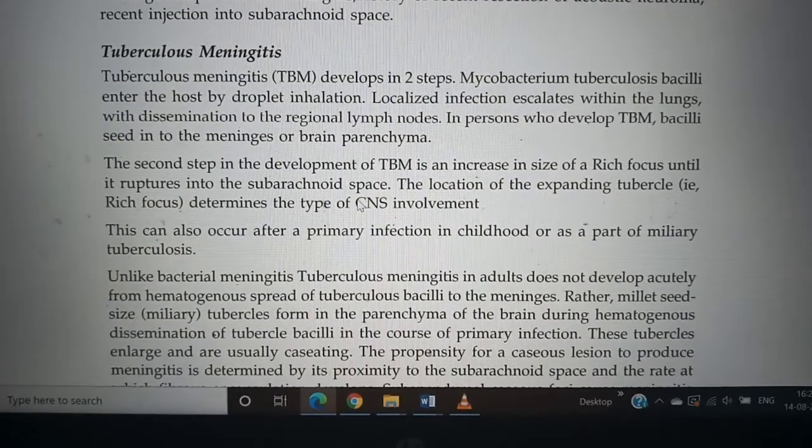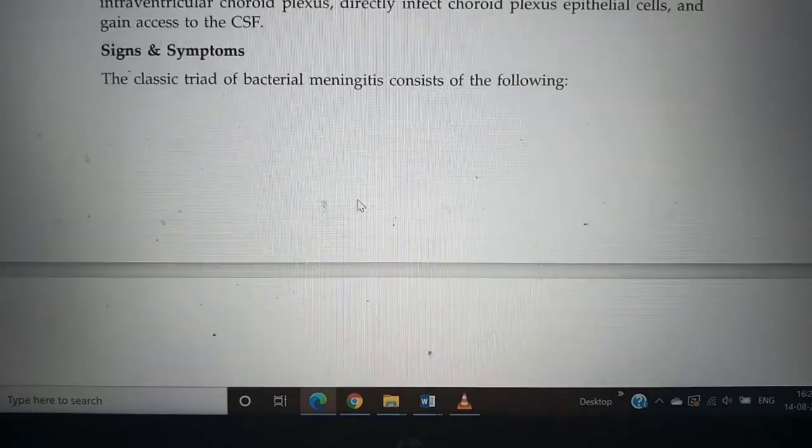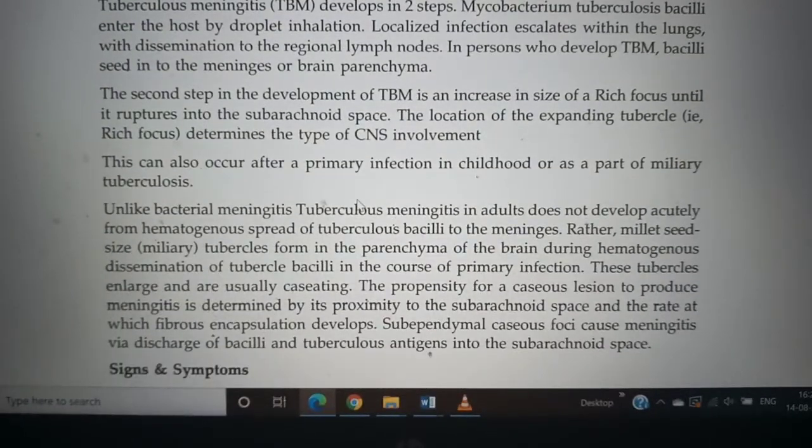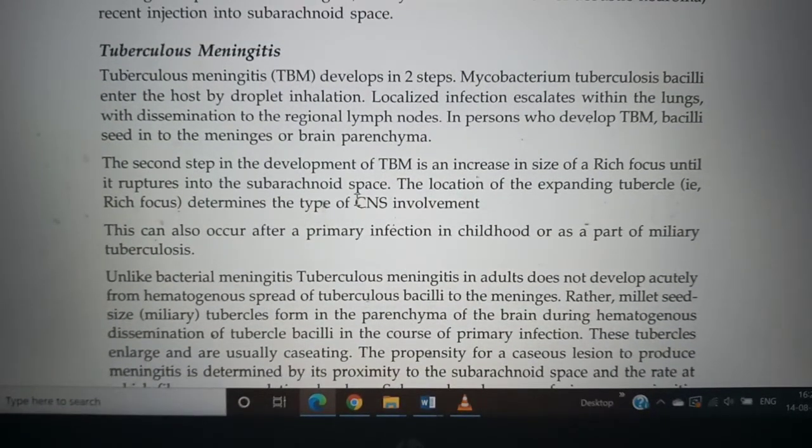So as we said, the next type of meningitis is tuberculous meningitis. The first one which we study, the bacterial meningitis, is also called the pyogenic meningitis. The next one is tuberculous meningitis. Okay, tuberculous meningitis occurs in two steps. Mycobacterium tuberculosis is a bacilli which enters the body through droplet inhalation. Just like this coronavirus which we keep hearing about, it's a droplet infection, they say. It means through air it spreads.